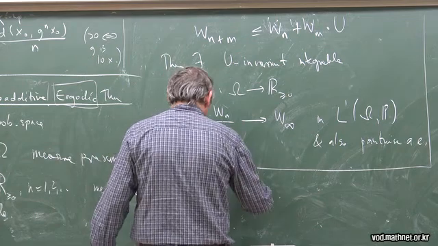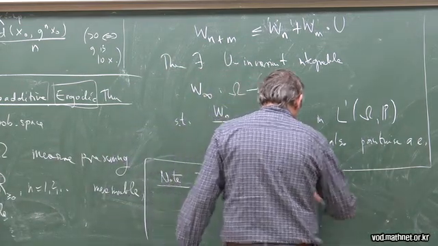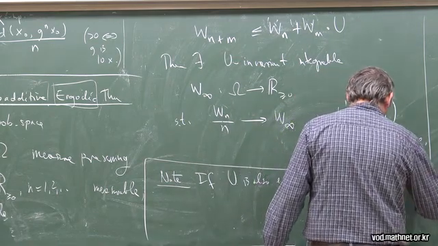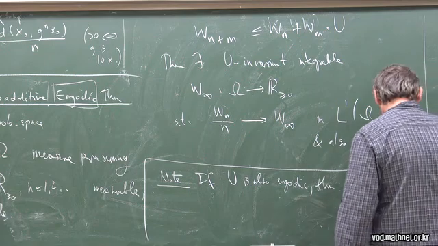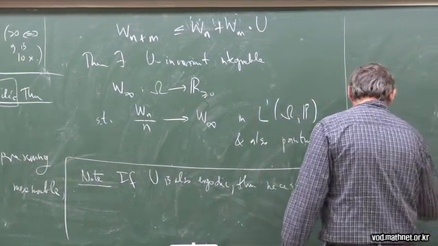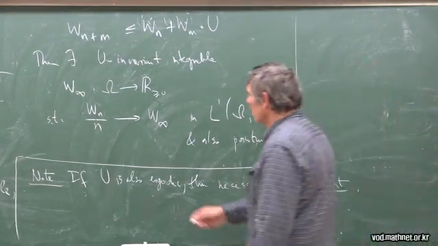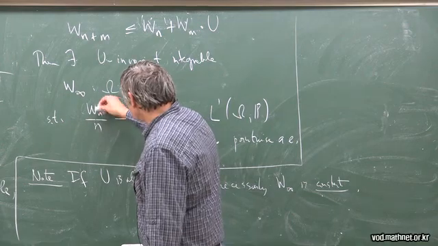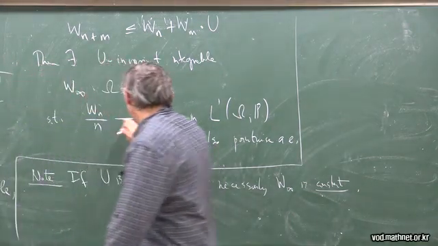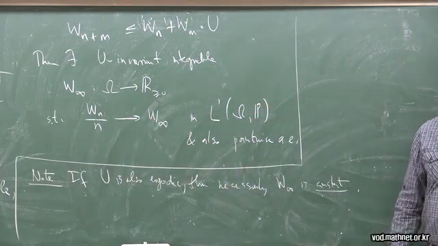Right? So note that if U is ergodic, then necessarily this W infinity is constant. Okay, so we'll be in business when we're in this situation, because we'll know that these functions that we'll cleverly cook up so that they're exactly what we're interested in here will converge to some constant function, and that's what we want to know.